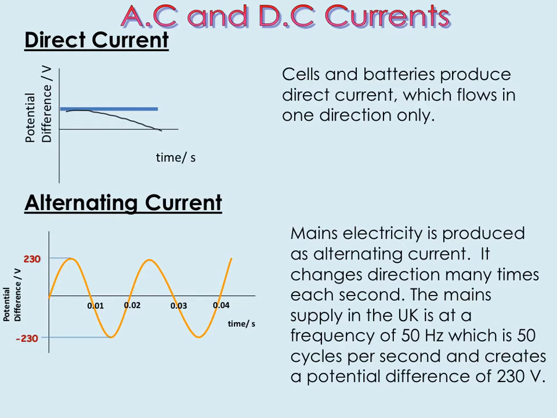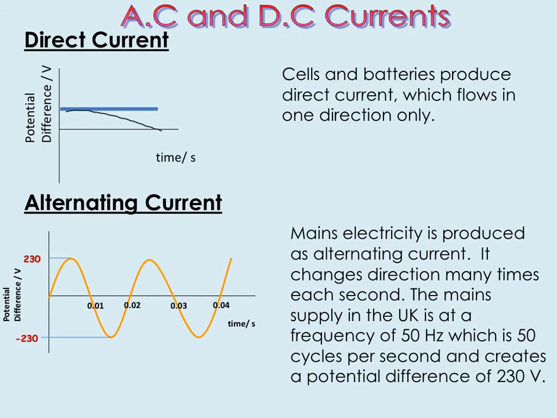That's equivalent to the mains supply of the UK, which produces a frequency of 50 Hz, which means it cycles 50 times every second. It also has a potential difference of 230 volts. You can see a maximum of 230 volts there, and when it's oscillating in the opposite direction, it'll go down to minus 230 on this axis.